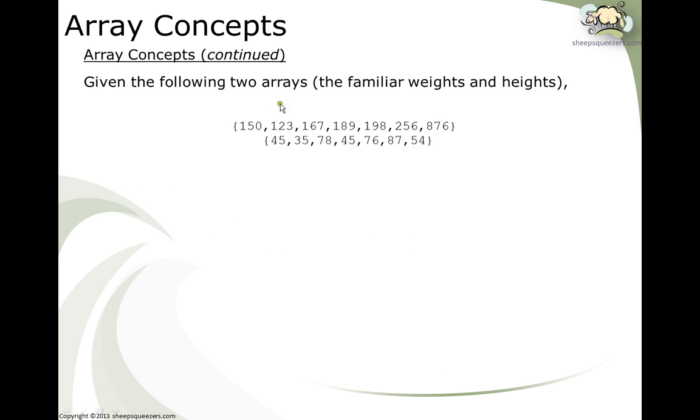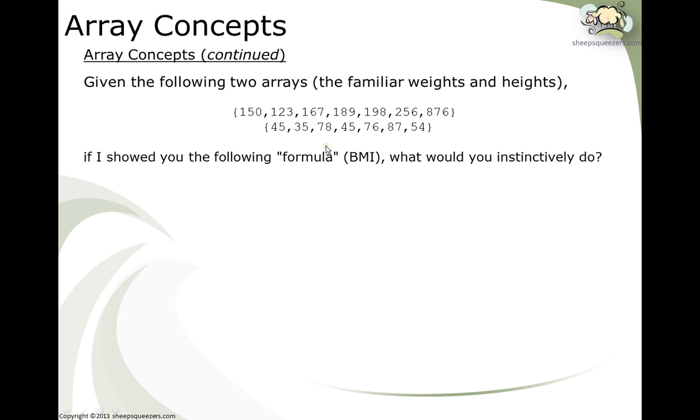Now, given the following two arrays, and if you recall the data we're using in this presentation, this is the weights, 150 all the way through to 876, and this array contains the heights, 45 through to 54. If I showed you the following formula, which is in fact the BMI formula I showed you previously, what would you instinctively do? Here's the BMI formula: 703 times my array of weights, 150 through 876, a division symbol, and then another array containing the heights, and then a caret and the number 2, which basically means squared. So it would be 45 squared, 54 squared. What would you instinctively do?